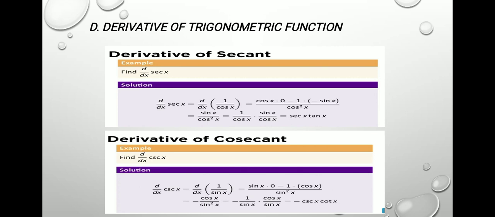d over dx cosecant x is equal to d over dx times 1 over sine x is equal to sine x times 0 minus 1 times the cos x over the sine squared x is equal to negative cos x over sine squared x is equal to negative 1 over sine x times cos x over sine x is equal to negative cosecant x cotangent x.